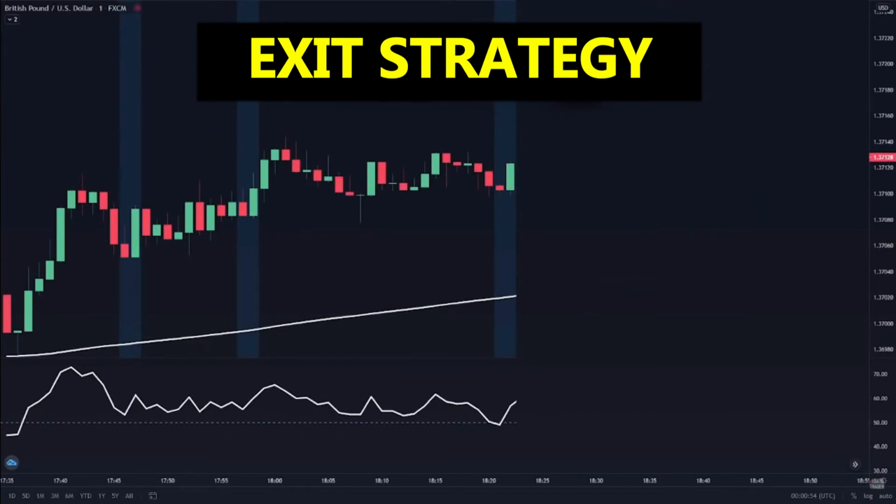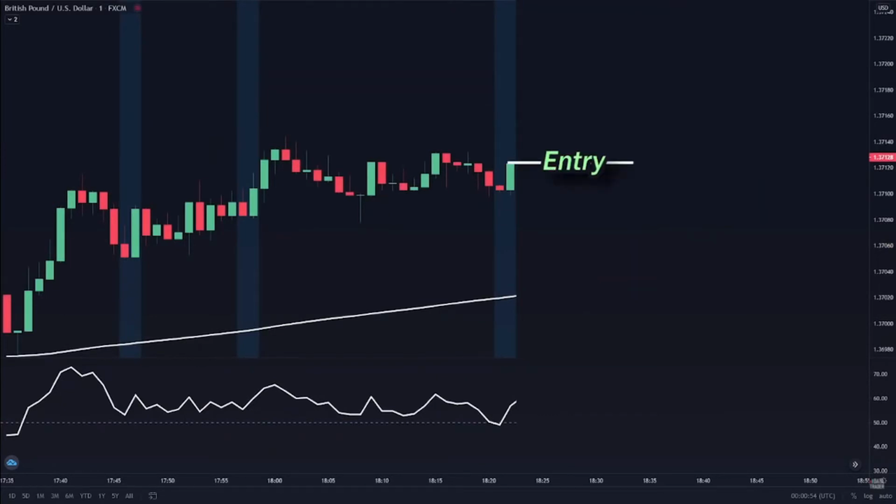Now, for our exit strategy, once you've entered a trade, you want to set your stop loss below your entry candle here, and set your profit target at 2 times your stop loss. So, now let's look at this strategy in action.